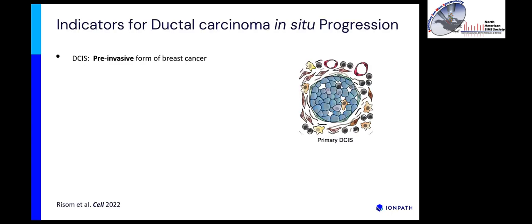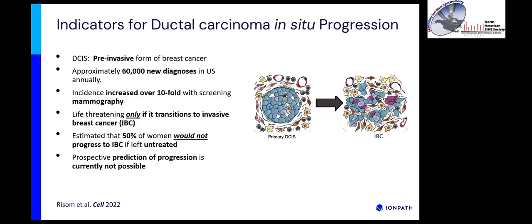Ductal carcinoma in situ, or DCIS, is a pre-invasive form of breast cancer. Approximately, there are 60,000 new diagnoses every year in the US. Incidence increased over tenfold with screening mammography. But really what you should know here is that it's life-threatening only if it transitions to invasive breast carcinoma. So DCIS is the pre-invasive form, and it's life-threatening when it transitions into invasive breast cancer. It's estimated that 50% of women would not progress to IBC if left untreated, but right now the prospective prediction of progression is not possible.